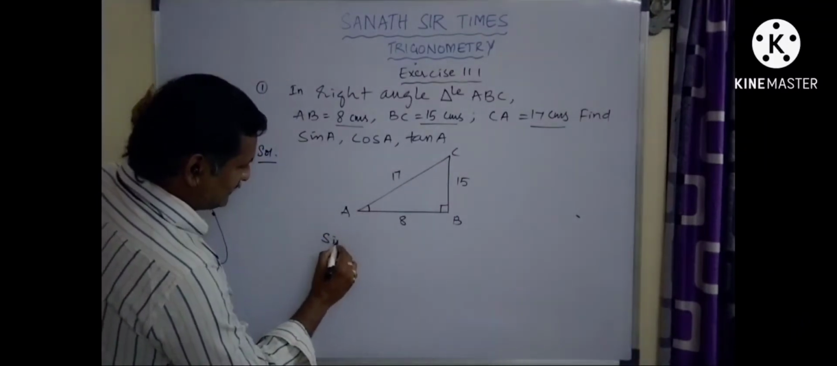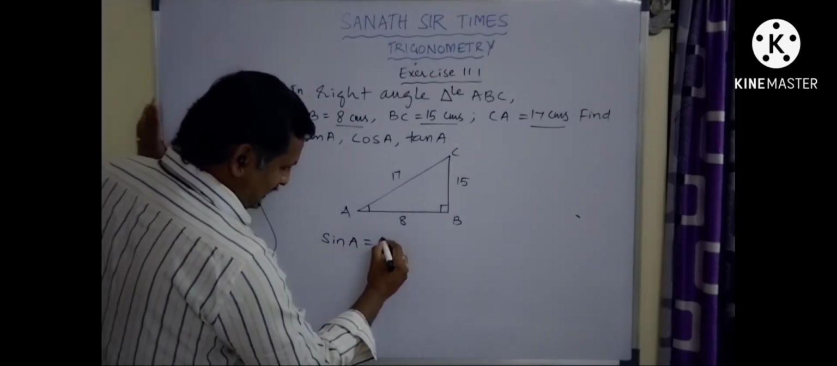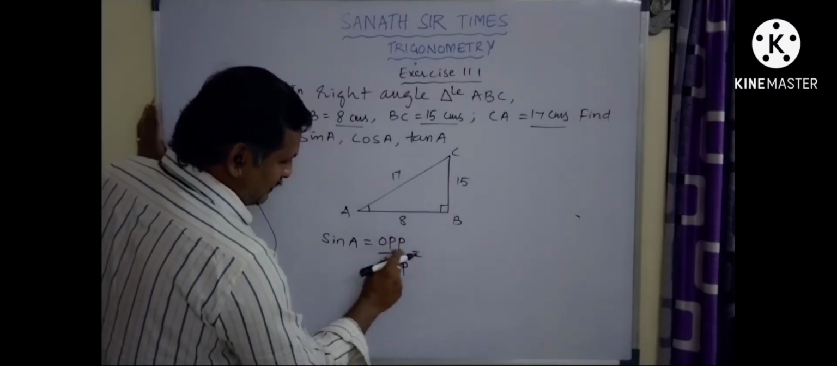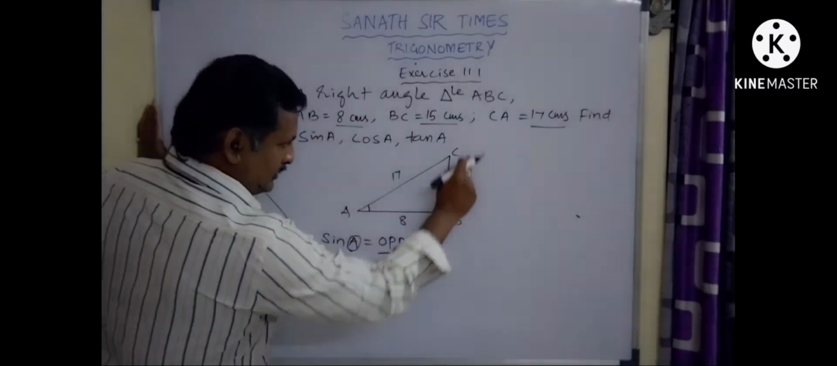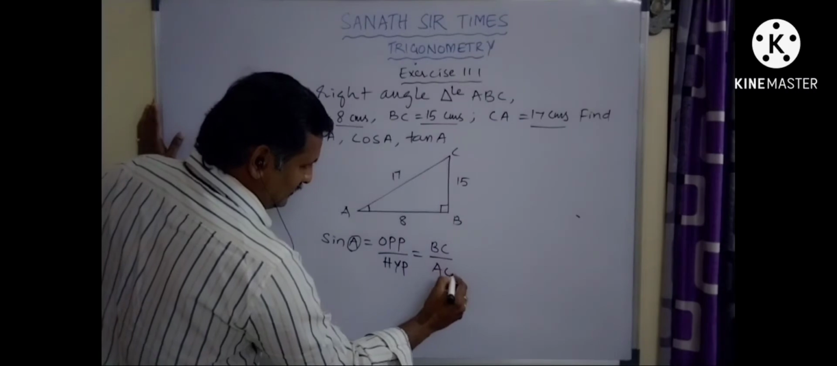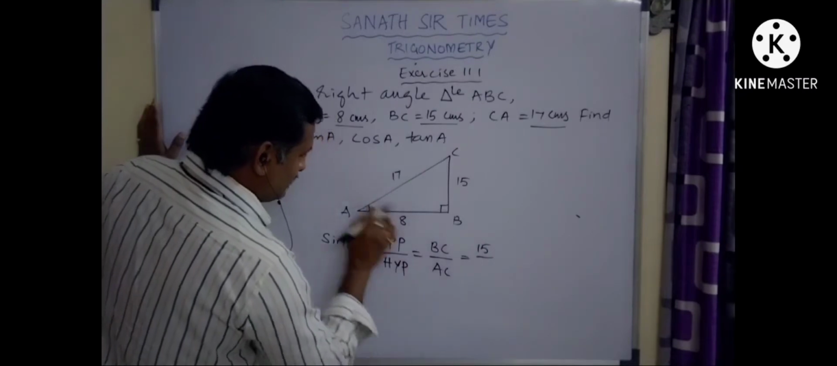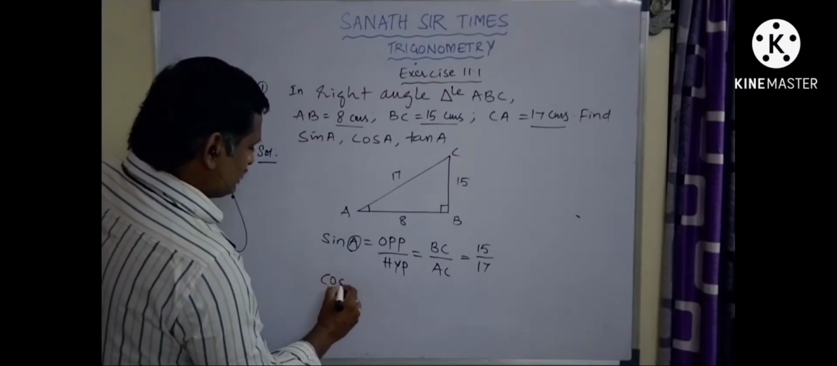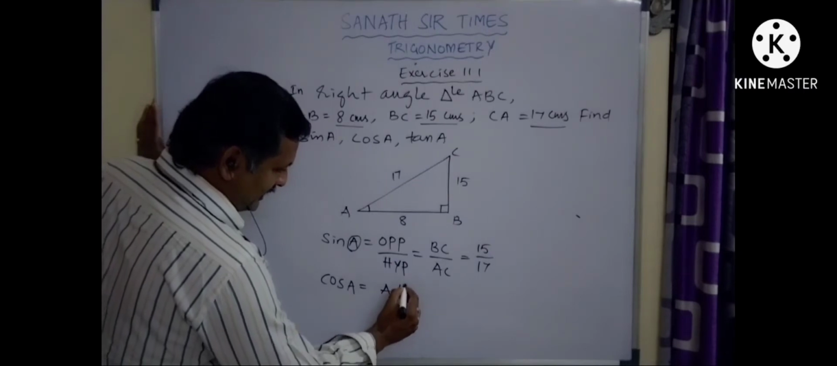Now first of all he is asking you to find what is sine A. Now you know the definition of sine. Sine means opposite side divided by hypotenuse. So here, this is the angle A. Opposite to A is BC. Hypotenuse is the bigger side which is AC. So BC is given as 15 and hypotenuse AC is 17. Now cos A, cos means adjacent side by hypotenuse.